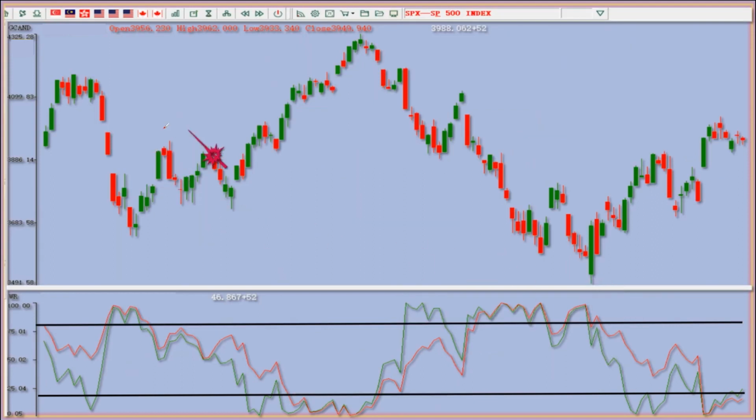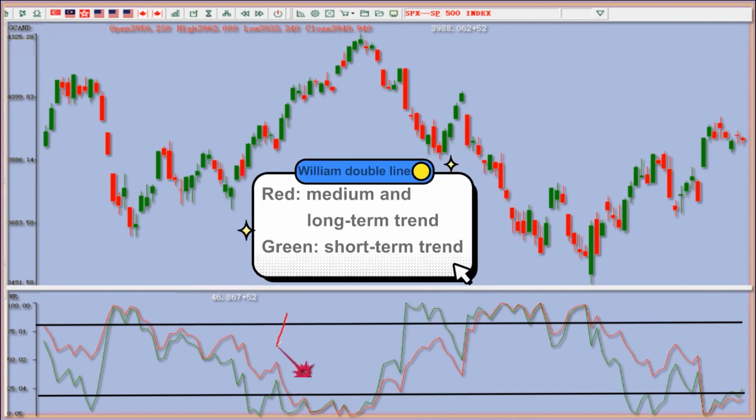Let's take the S&P 500 as an example. The above is the K-line diagram. Below is the two-line Williams indicator. The red line indicates the stock's mid to long-term trend. Green indicates the short-term trend of the stock.